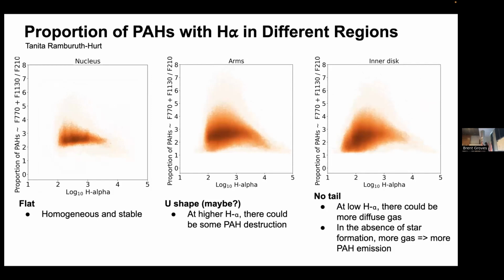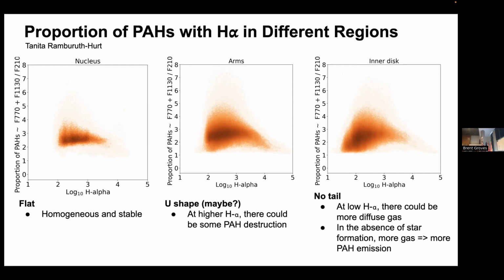So I also looked at the proportion of PAHs with respect to other dust particles, specifically in 3 different regions, and as it changes with the intensity of H alpha. So in the nucleus, which button is it? Thank you. Yeah, so in the center, the nucleus, then in the arms, and then in the disk.